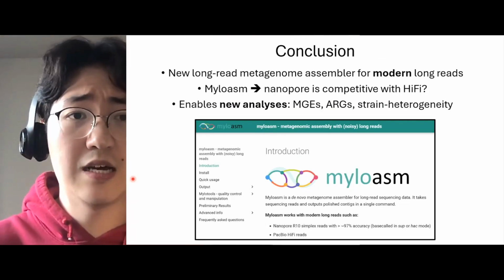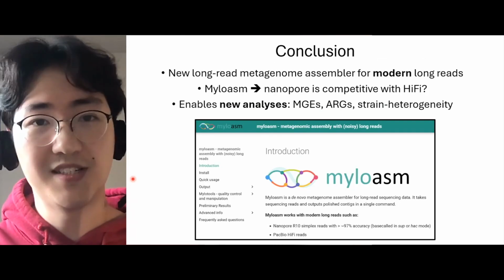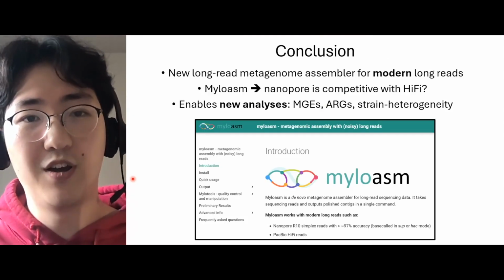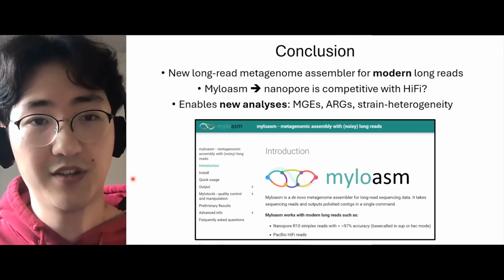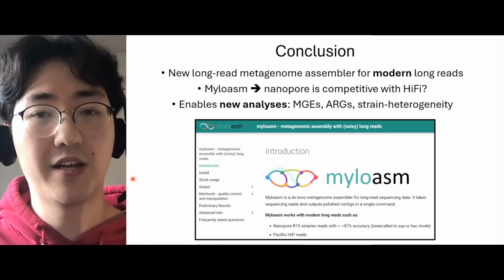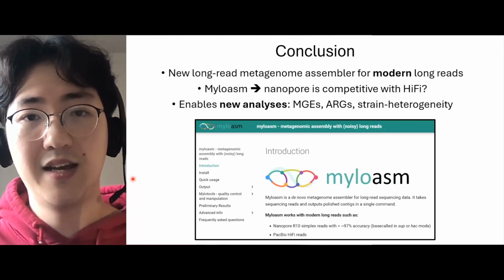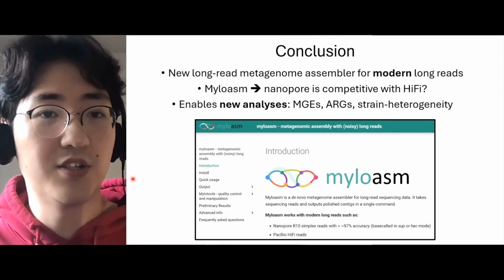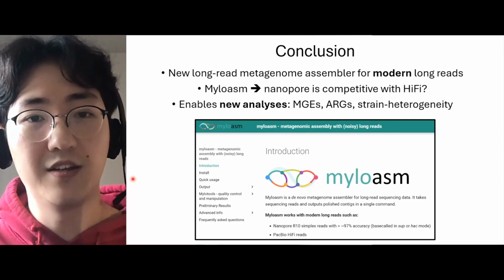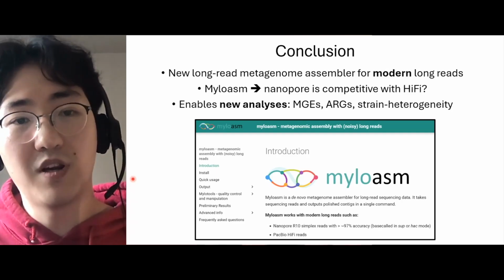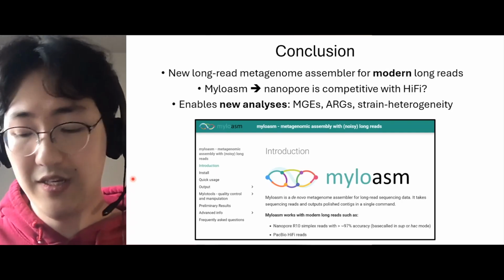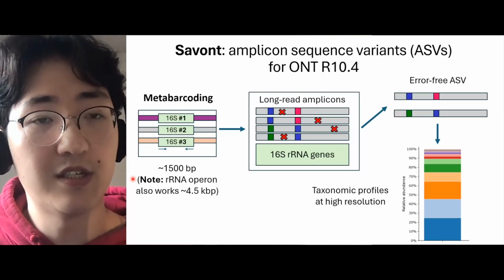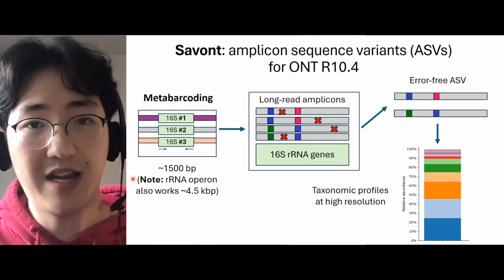So in conclusion, on the metagenome side of my presentation, I want to show that with Myloasm, with new tools and modern long reads, you can get a lot of interesting things, right? Newer types of analyses, mobile genetic elements, antibiotic resistance, and it's starting to become competitive with HiFi. So I think this is a great indication of where the field is going, and this is a very rewarding project. Our paper is available, and also the software is open source and available, as you can see here. So now I want to finish the presentation by jumping onto the amplicon sequencing side.